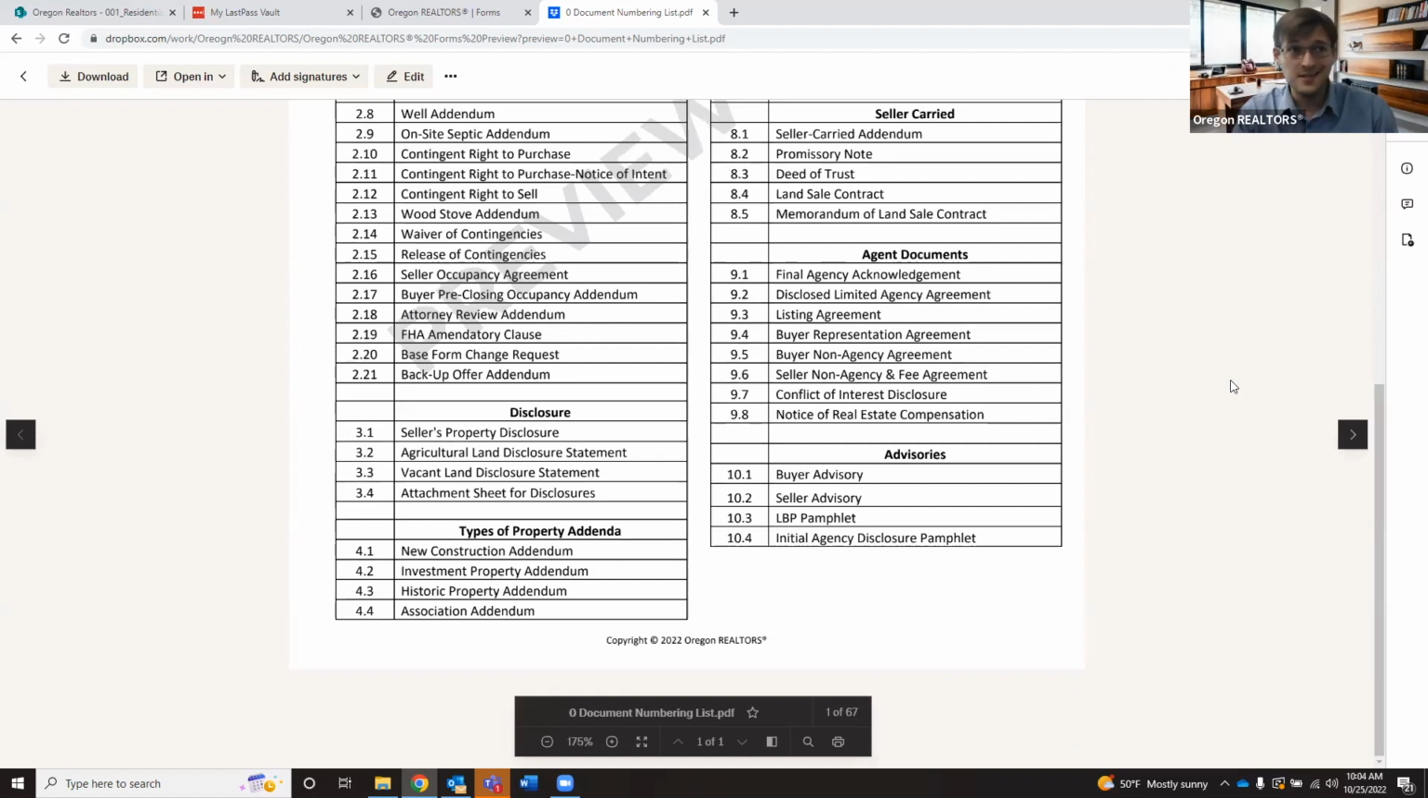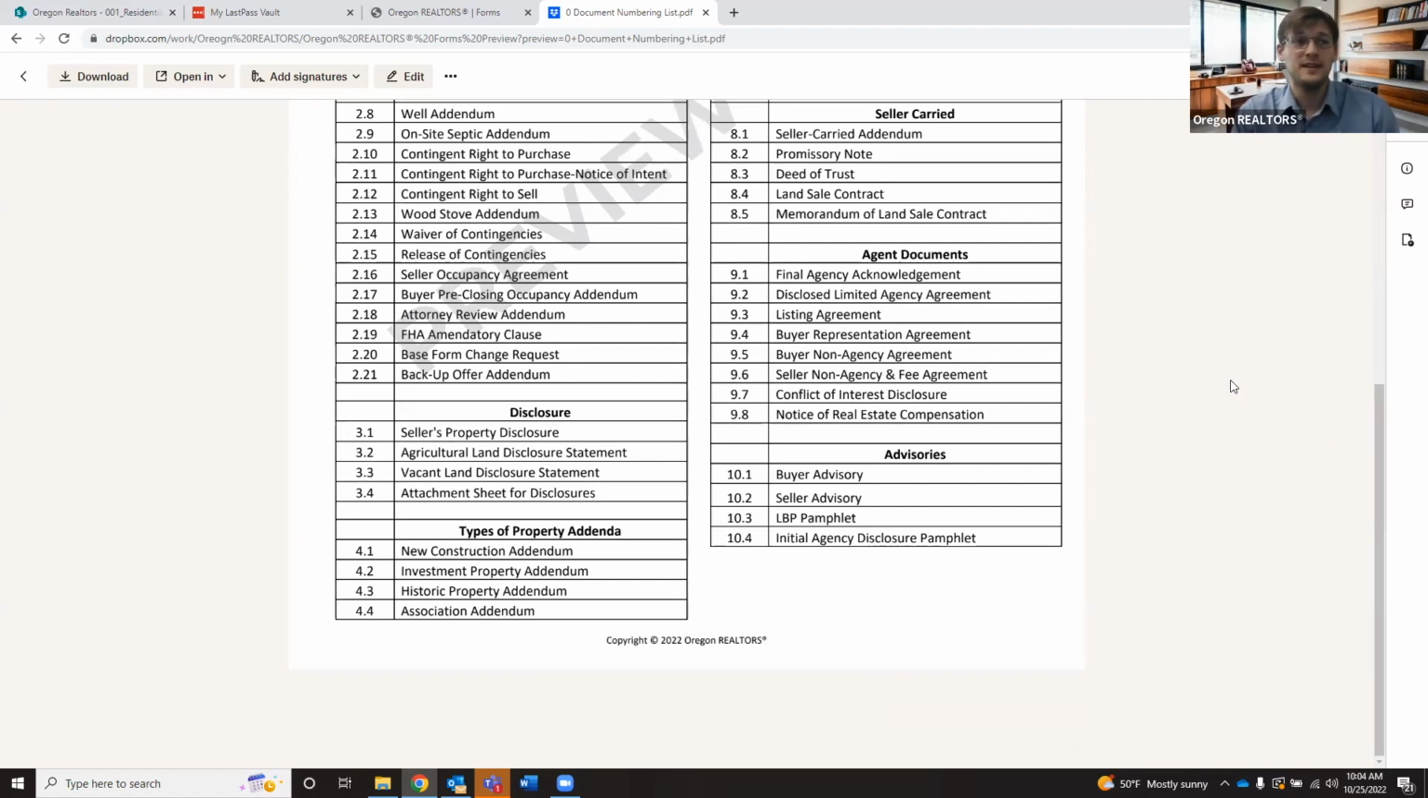The 9.0s are all your agency related documents. We have final agency acknowledgement, disclosed limited agency. We have a listing agreement. We're trying to get it checked over with the MLSs so that they'll approve of it, but many of them are on board with the idea of having a centralized sort of state provided listing agreement rather than having the 12 or 13 or so separate agreements that exist out in the world that each one might be somewhat different depending on which listing service you're using. We're getting pretty good response on this being a state form, so stay tuned. We're pretty confident that this will be the case, but at present we haven't had a full buy-in from every single MLS. The buyer's representation agreement, buyer's non-agency, and seller's non-agency agreement.